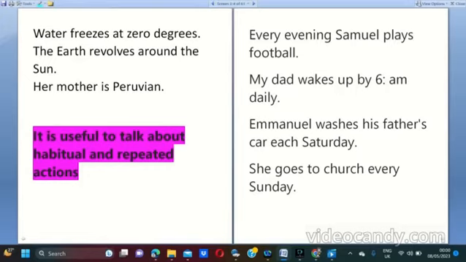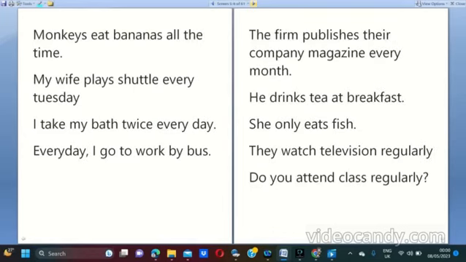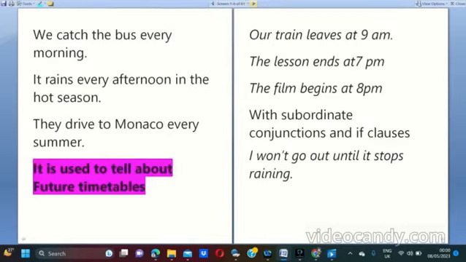Emmanuel washes his father's car each Sunday. It is also a repeated action and habitual action. She goes to church every Sunday. It is also habitual action. Monkeys eat bananas all the time. It is also a repeated one. My wife plays shuttle every Sunday. This is a habitual one. I take a bath twice every day. It is also a habit. Every day I go to work by bus. I provided a number of examples for habitual and repeated actions. Kindly go through all these examples.